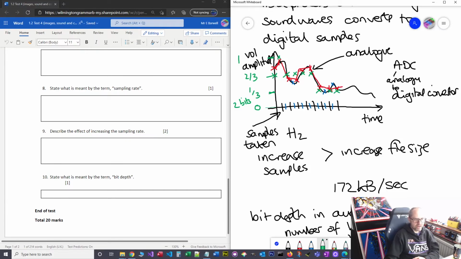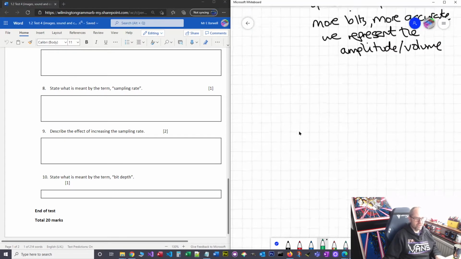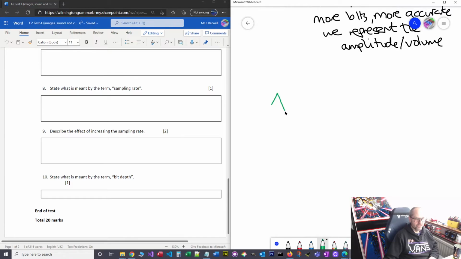And so on. So my actual representation of the waveform, if my bits per sample is too low, looks like this. So just to draw that out, I ended up with something that looked like that. Well, that's nothing like the original wave. The original wave was like this. So we've lost all that detail.